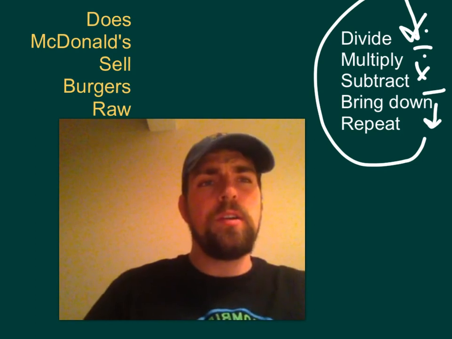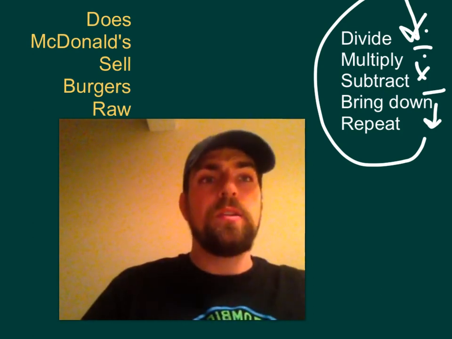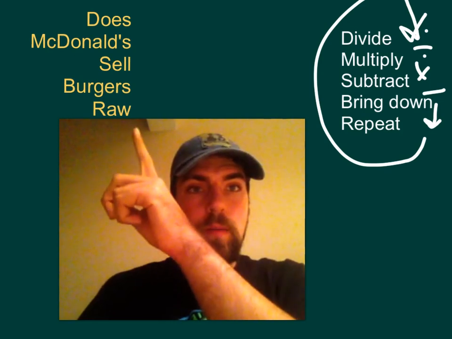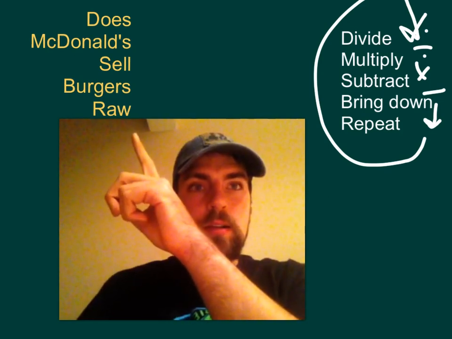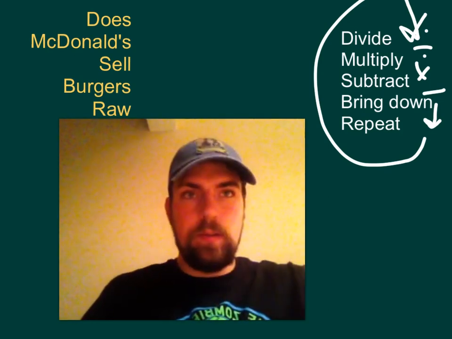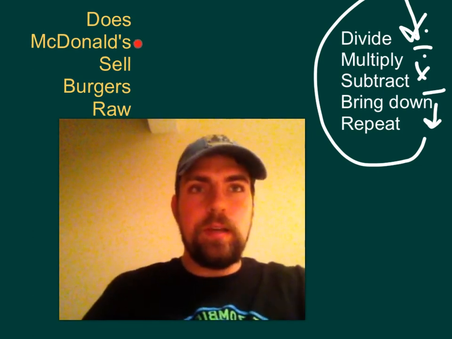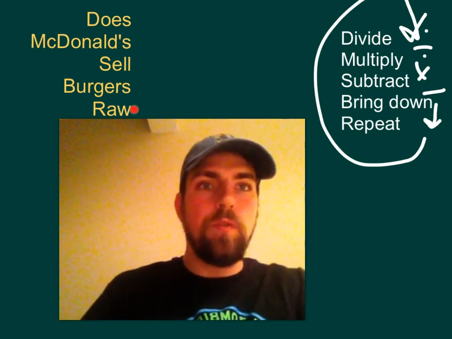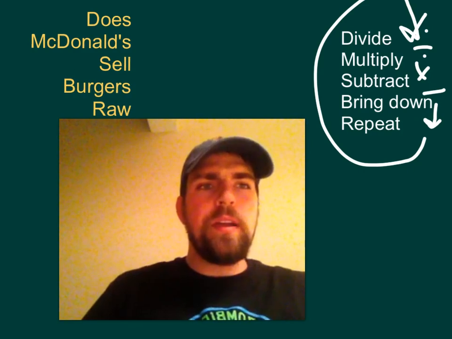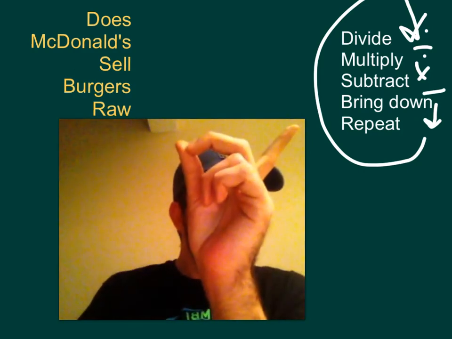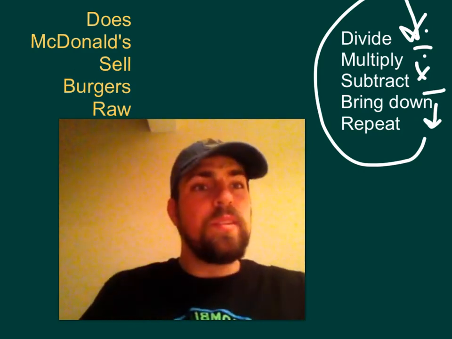We're going to get started on talking about how to do long division. A couple weeks ago we started about what long division meant, but we are going to start talking about it. If you look right up here, right above me, there is a sentence that says, "Does McDonald's sell burgers raw?" And that goes along with what's right over here, and that helps you remember the steps in long division.